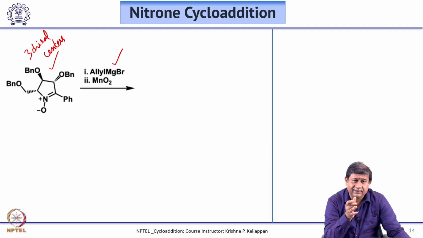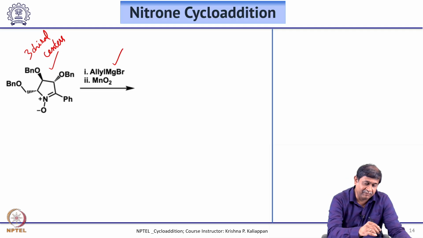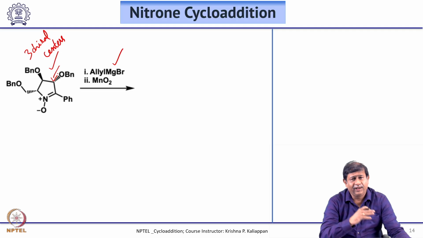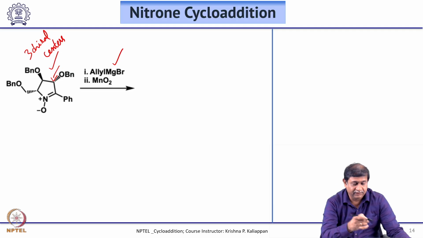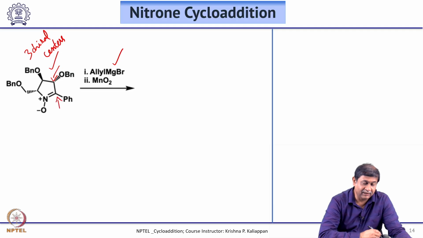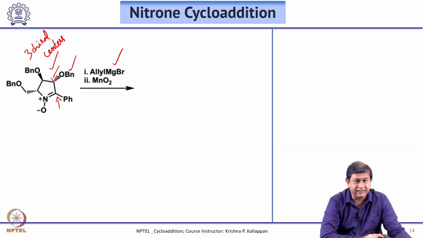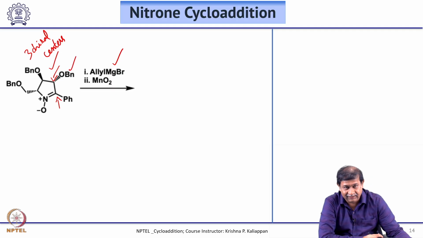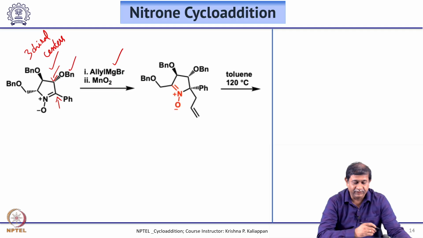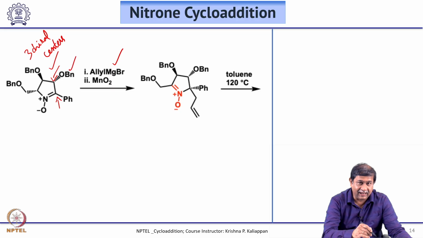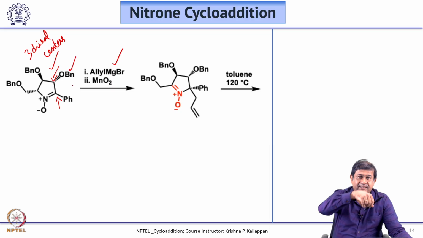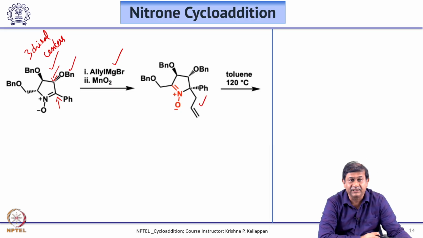Here, not only the dipolarophile will come opposite to this particular stereo center, if you add any nucleophile to this nitrone, that nucleophile also will add opposite to that bulky benzyl group. Okay. That means, when you add this allyl magnesium chloride, you can see here, the allyl group will come from the beta side. So, you can see that beta.